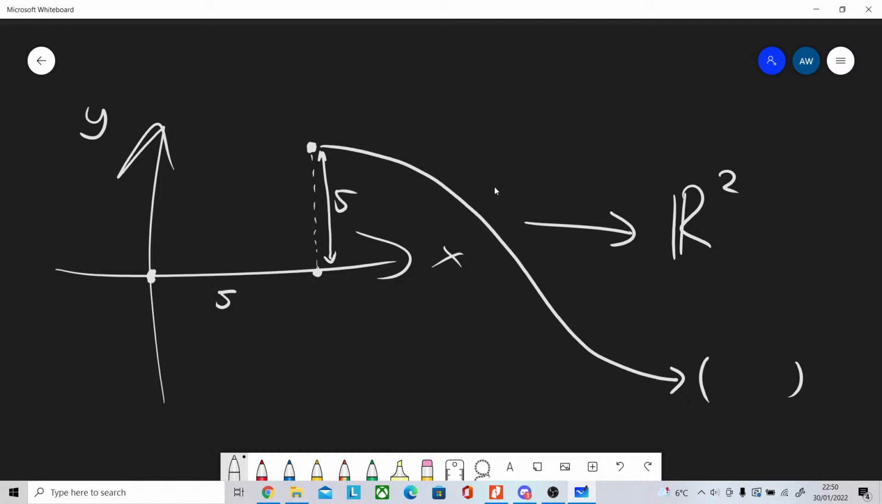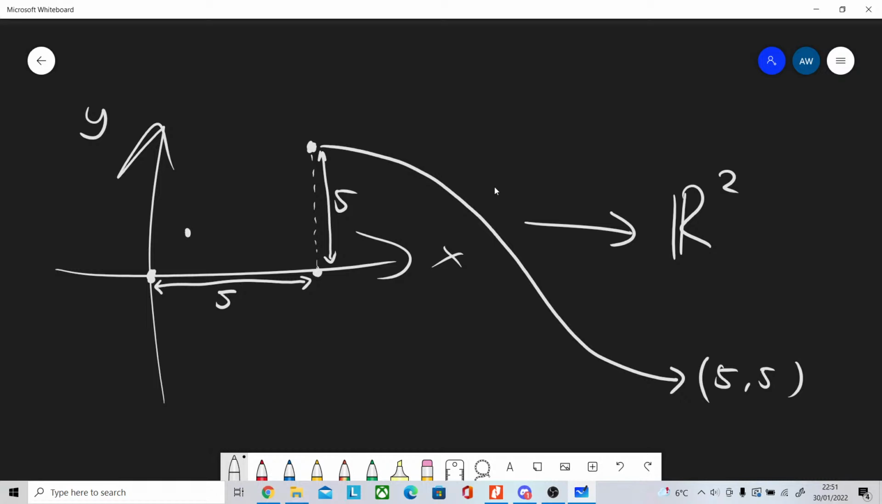So with that information, I can make the mapping so that this point gets sent into the coordinate (5, 5). The first coordinate will be the horizontal length over here, and the second will be the vertical length, right? And I can do that for any other point as well.